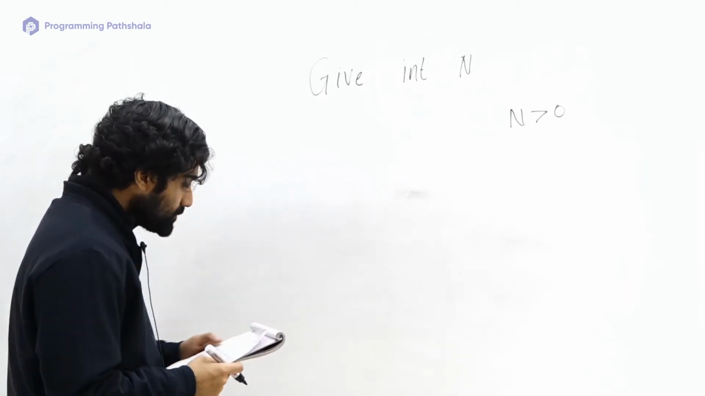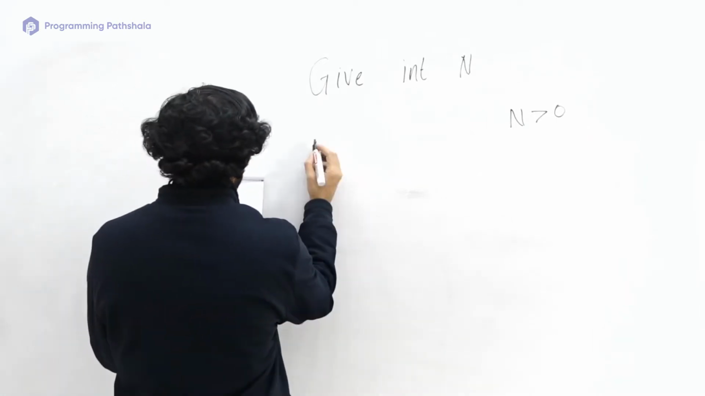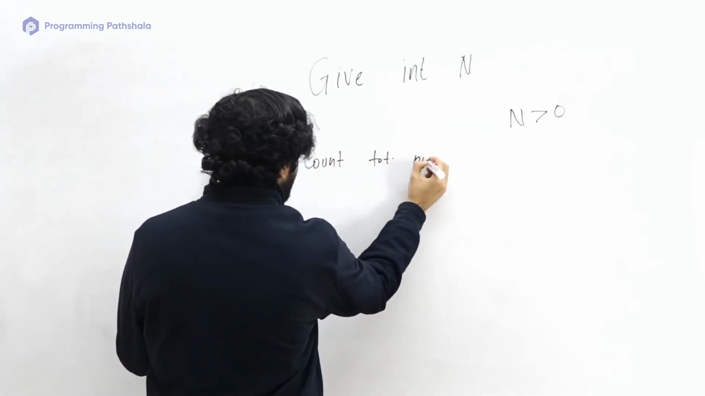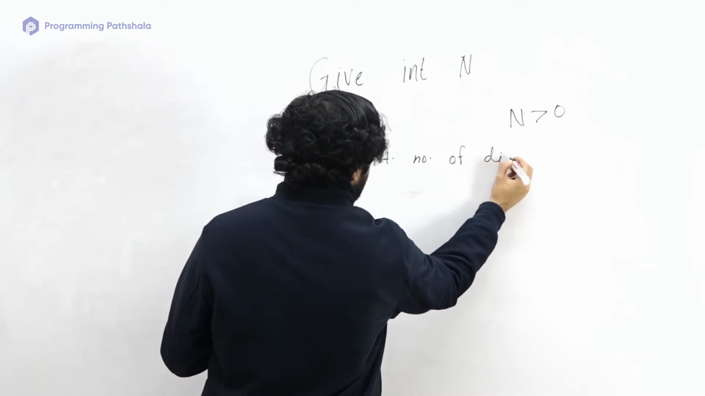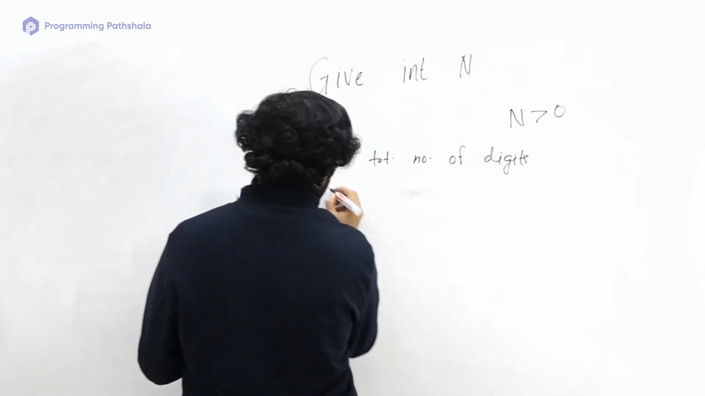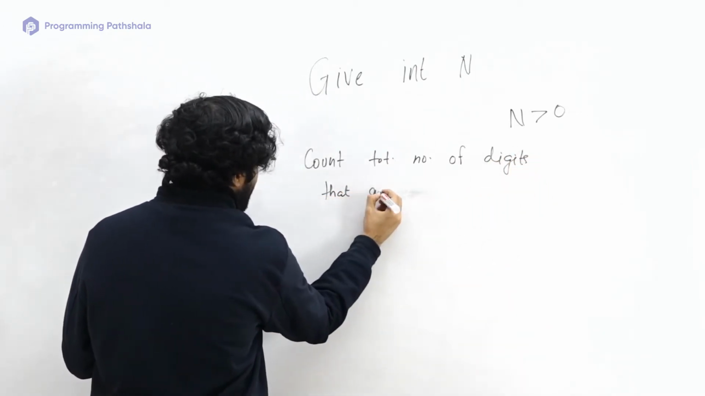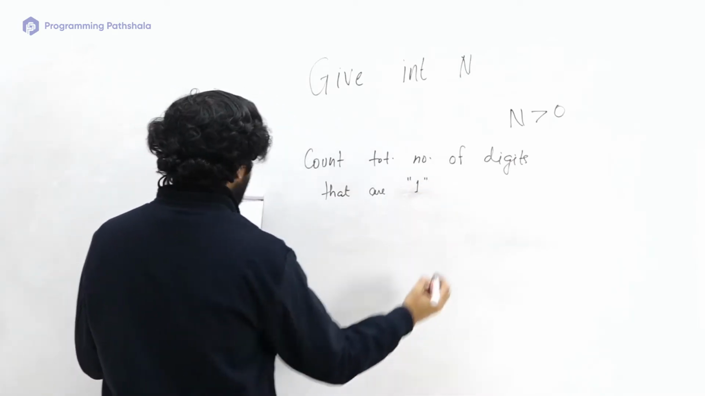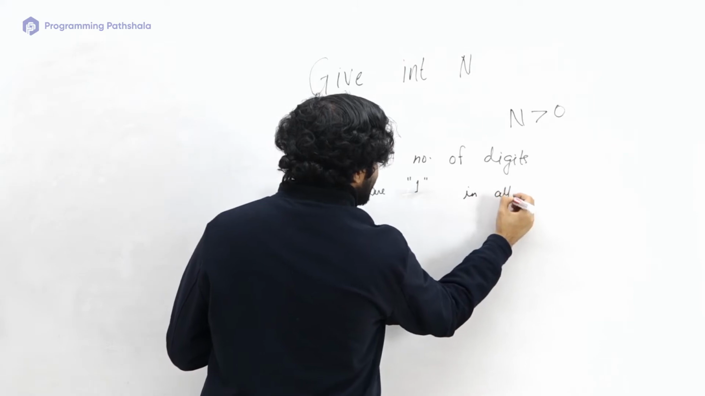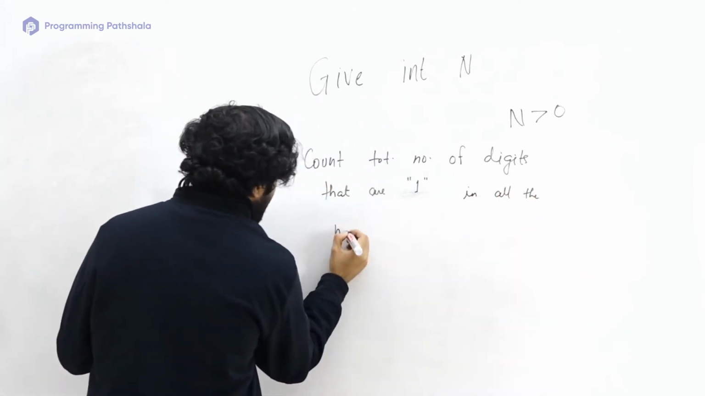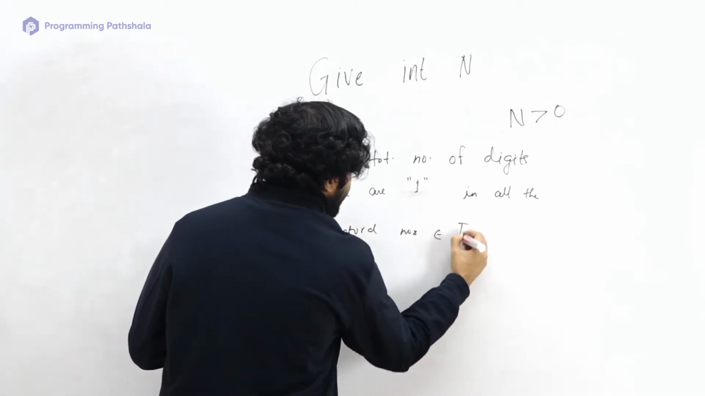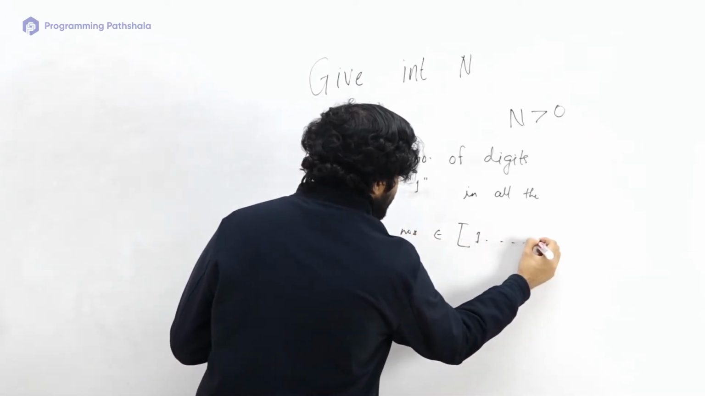Now what you have to do is count the total number of digits that are 1. You have to count the total number of digits that are 1 in all the natural numbers belonging to the range 1 to n.